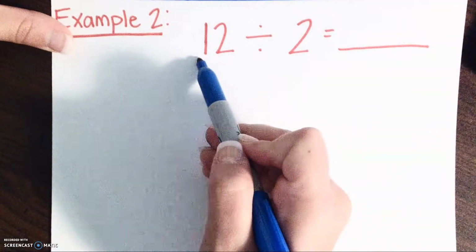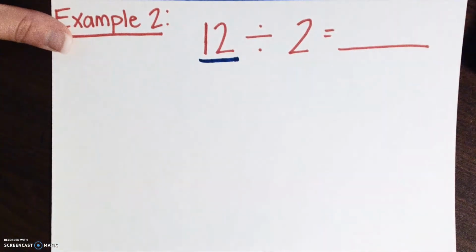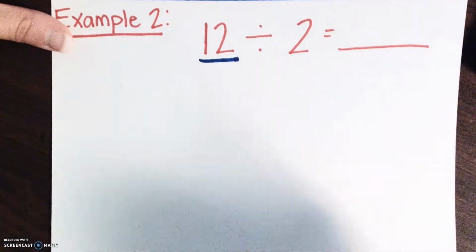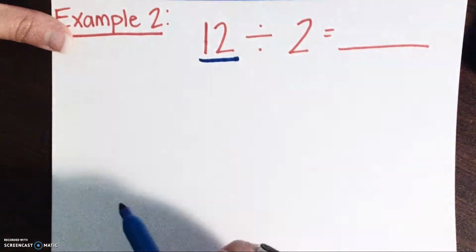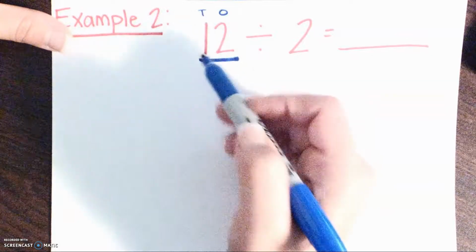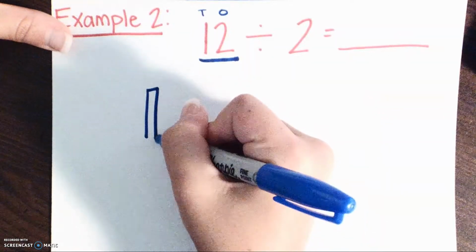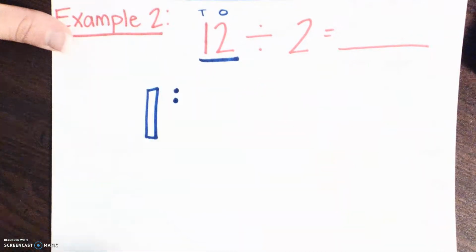So our first step with dividing using base 10s is to make my base 10s for this number, the big number, okay? This is called my dividend. This first number here, that's my dividend. So I'm going to make base 10s for my dividend. I have my 10s and my 1s. I have 1 10. So we have 1 10. And then my 1s, I have 2 1s.